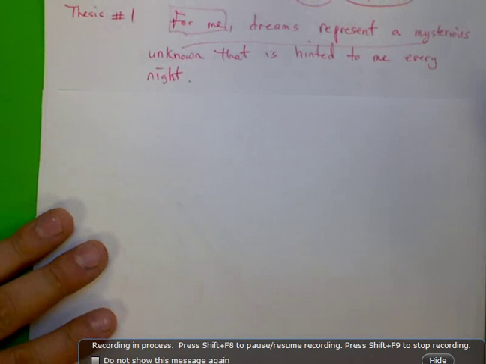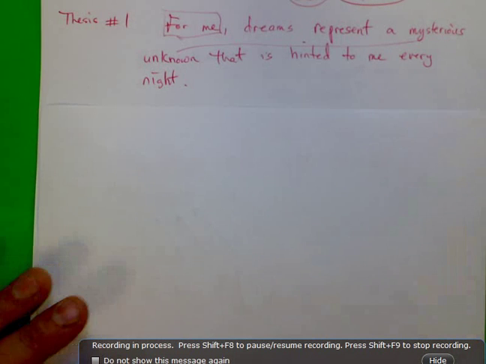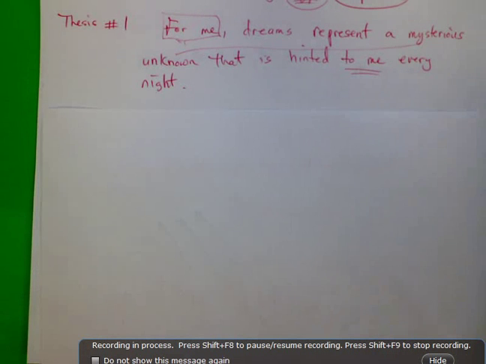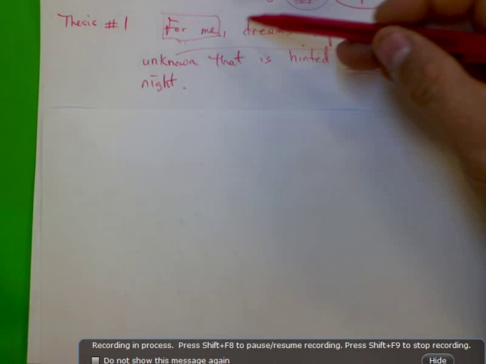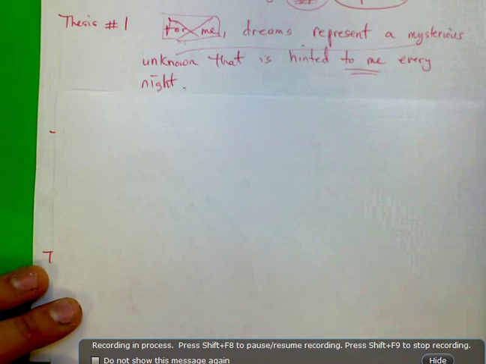The first one I wrote was, for me, dreams represent a mysterious unknown that is hinted to me every night. Well, first of all, I can tell you right here, to me and for me, those are annoying repetitious statements. Obviously, it's for me. I'm the writer of this paper, so I'm going to get rid of that right off the bat.